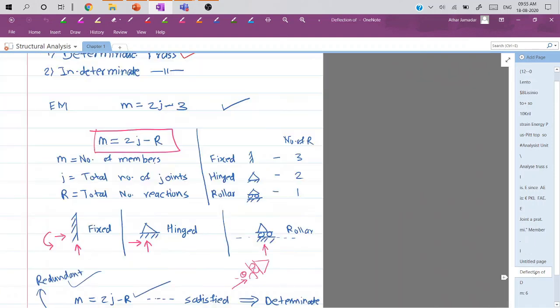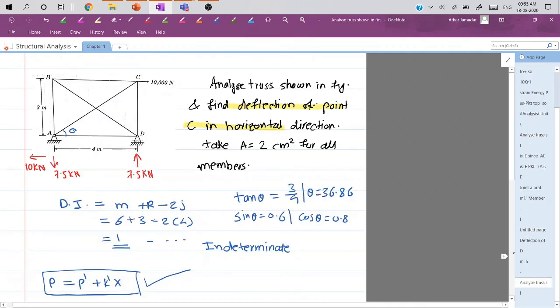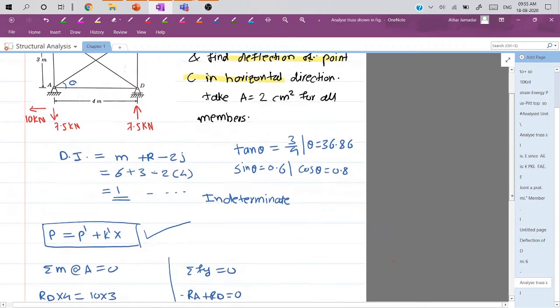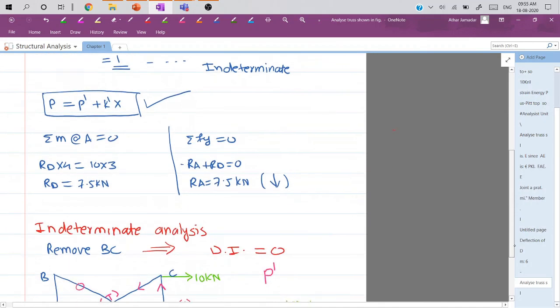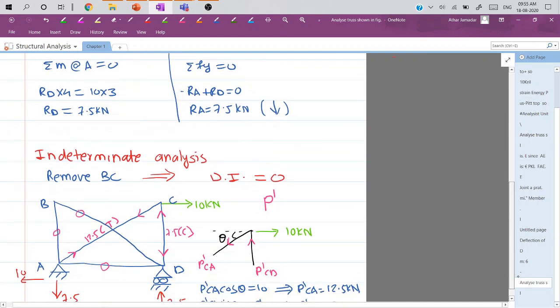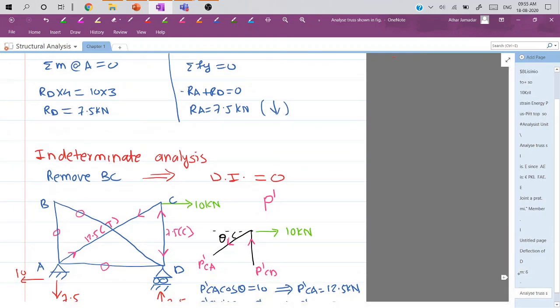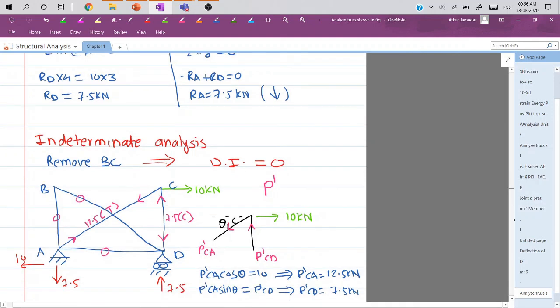So what we have done, we will summarize this lecture. First, we have calculated the degree of indeterminacy. After finding out degree of indeterminacy, we have seen one new formula, that is final force in member is equal to P dash plus K dash into X. So depending upon degree of indeterminacy, we have to remove a number of members from the truss. In this case degree of indeterminacy is equal to 1, that's why we have removed one member and analyzed the truss and given the forces in each member as P dash.